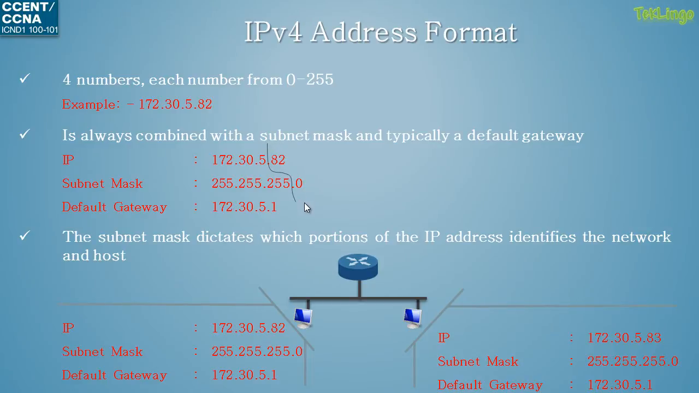So I draw a line here. Now in the subnet mask, 255.255.255 represents the network and 0 represents the host.